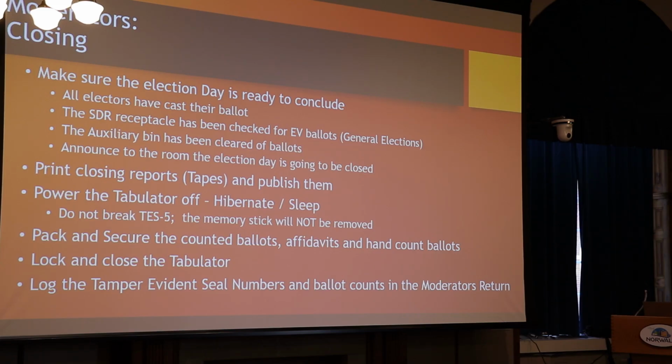I've seen people forget it, and then they end up spending all this time going, we're 5 ballots off, when they were sitting in the auxiliary bin. Please remember to check the auxiliary bin, take everything in the auxiliary bin and put it through and submit it to the tabulator. If the tabulator can't accept it, let it do so. And then, of course, announce to the room that the election is closing.